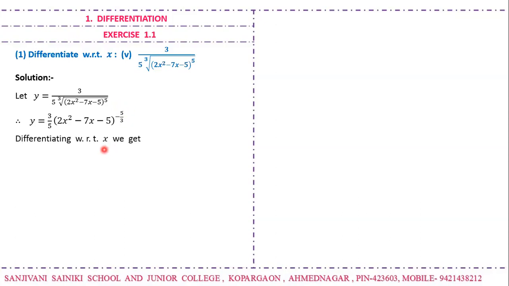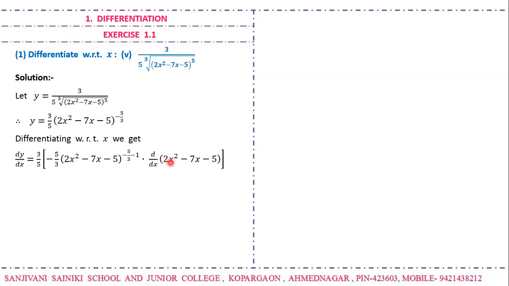Now differentiate with respect to x. Here 3 by 5 is constant, so we can take it outside the derivative. This is our f of x. F of x raised to n: the derivative is n times f of x raised to n minus 1 into d by dx of f of x.